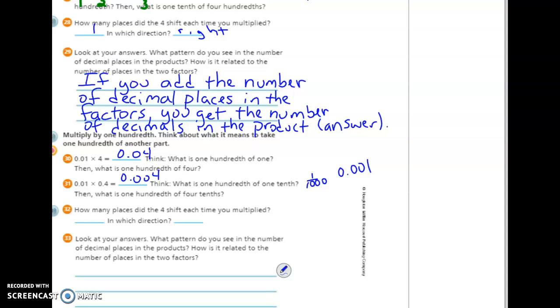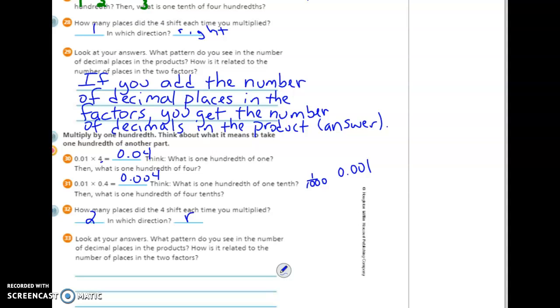Okay, so from here, the 4 shifted over 2 places. And in what direction? It shifted to the right. Again, we're talking about the digits or the numbers shifting. Adults in your life might say the decimal shifts to the left. We're going to think of it as the numbers shifting to the right.